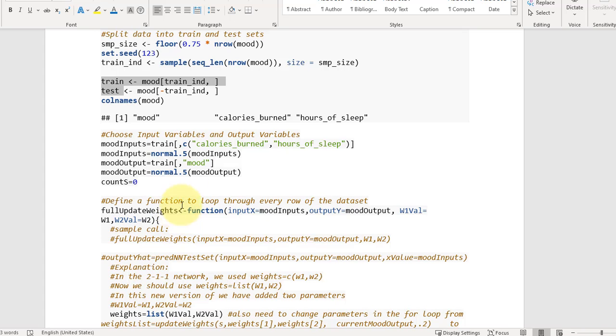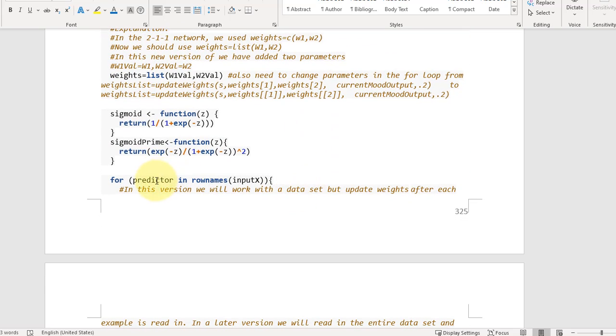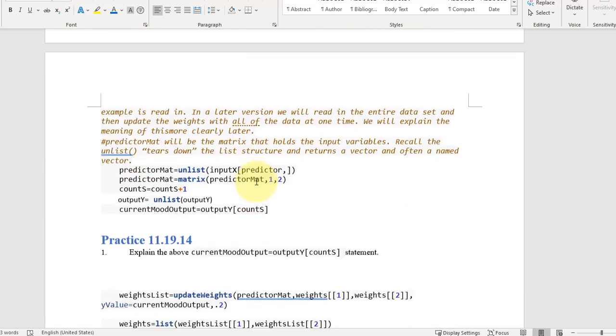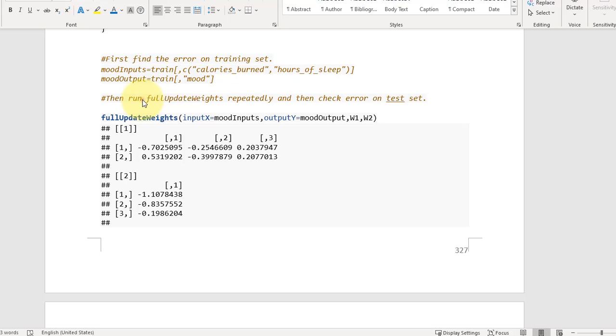And then we have a function that we've defined up above called full update weights, or actually maybe we're defining it here. Hopefully we defined it above as well. Define a function to loop through every row of the data set. So we're going to go for every row in the set of row names. So now we run that full update weights repeatedly, and we're going to check the error on the test set.